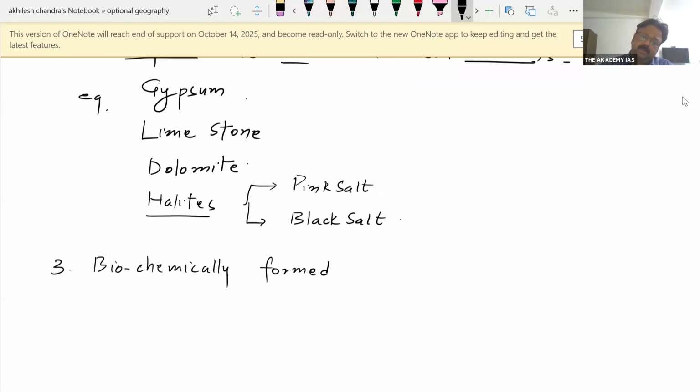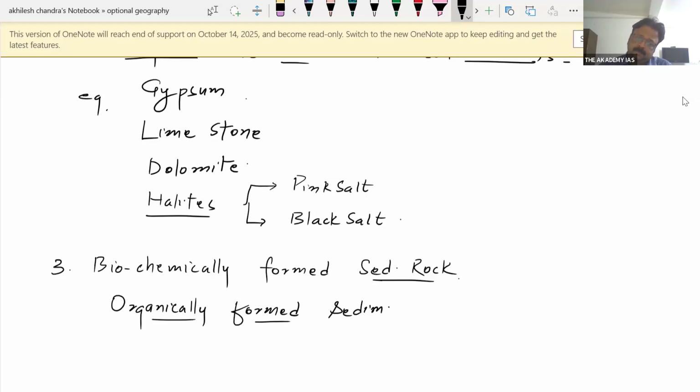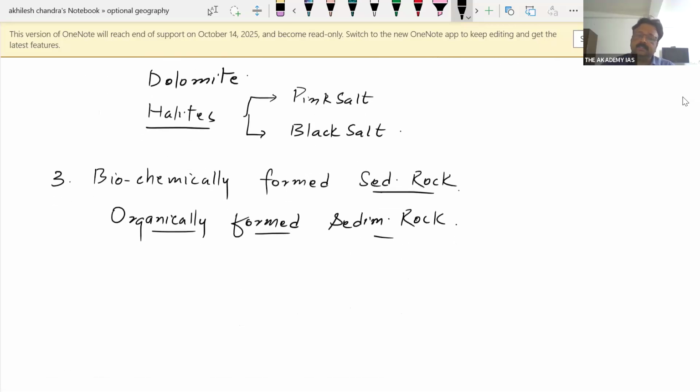Biochemically formed sedimentary rock, that is also called organically formed sedimentary rock. Here there is a biochemical reaction involved. A biological organism, a living system, gets buried and gets cemented.